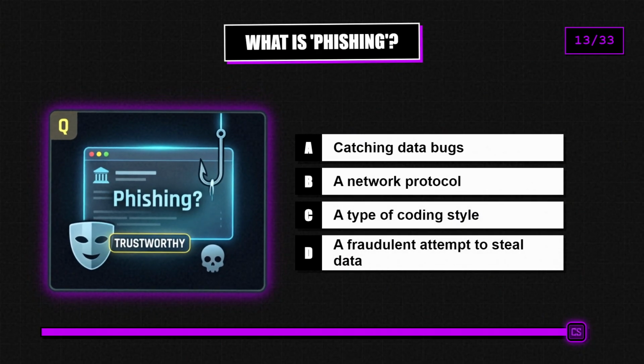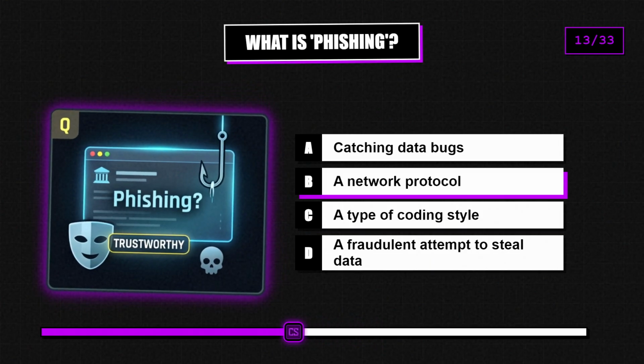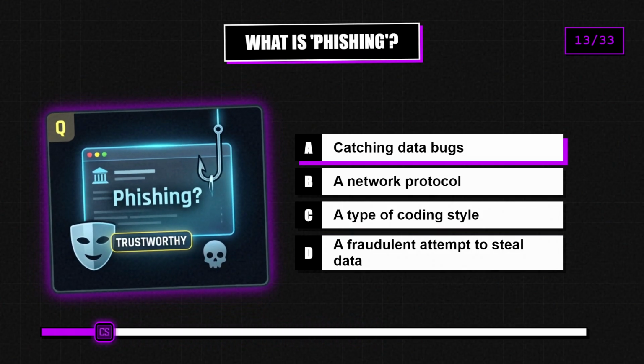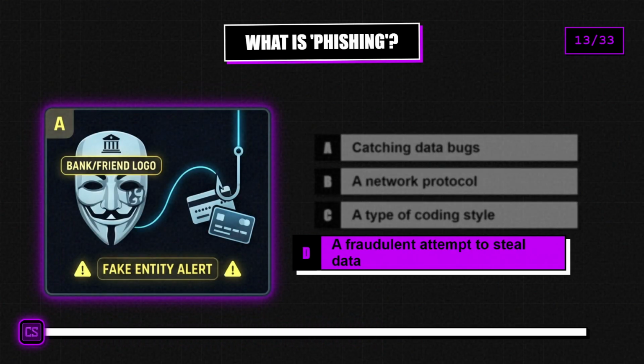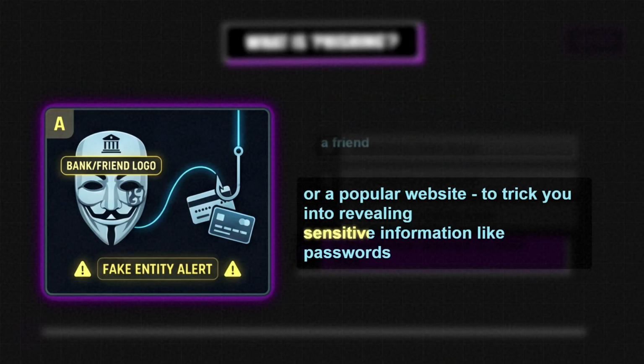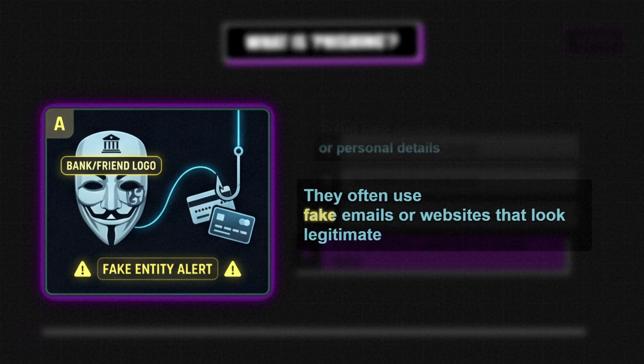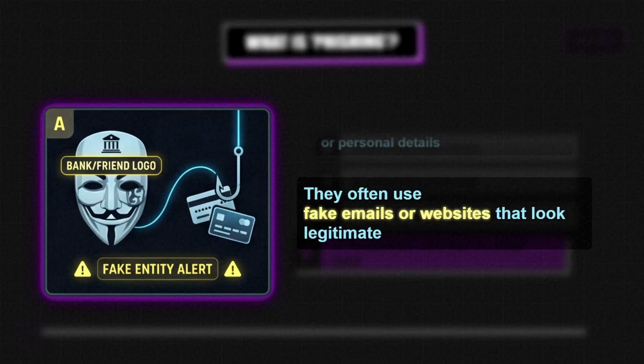What is phishing? Phishing is a cyber attack where scammers pretend to be a trustworthy entity, like your bank, a friend, or a popular website, to trick you into revealing sensitive information like passwords, credit card numbers, or personal details. They often use fake emails or websites that look legitimate.